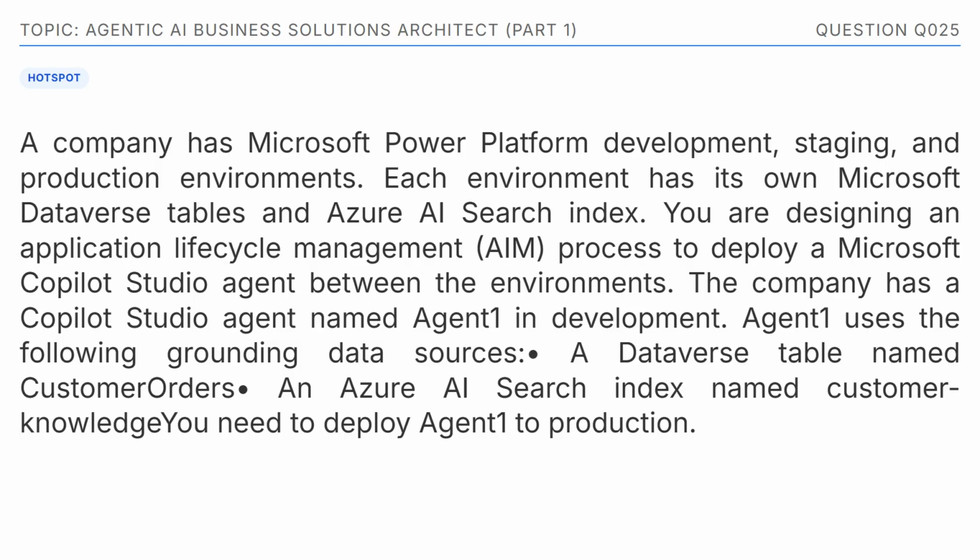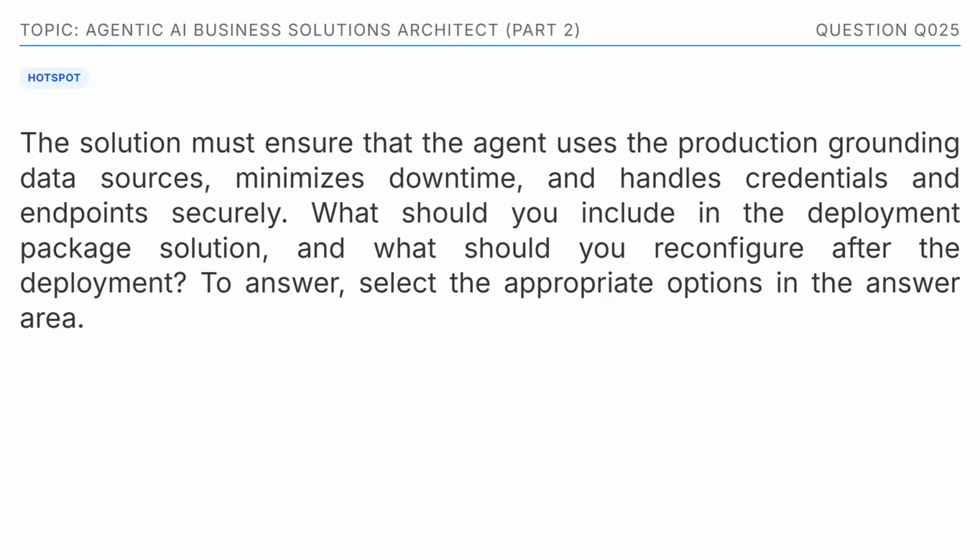Agent 1 uses the following grounding data sources: a Dataverse table named Customer Orders and an Azure AI Search Index named Customer Knowledge. You need to deploy Agent 1 to production. The solution must ensure that the agent uses the production grounding data sources, minimizes downtime, and handles credentials and endpoints securely. What should you include in the deployment package solution, and what should you reconfigure after the deployment? To answer, select the appropriate options in the answer area.